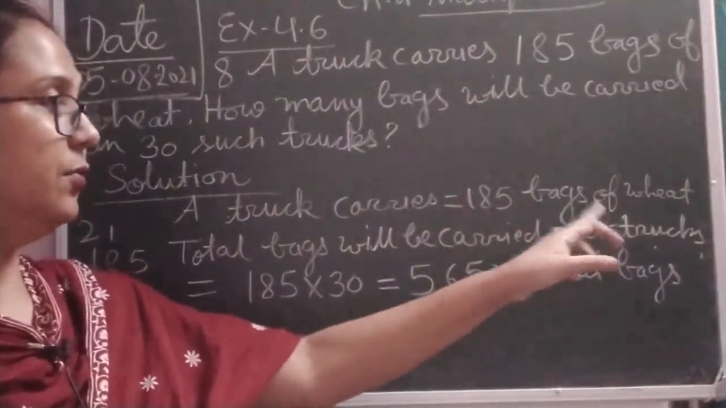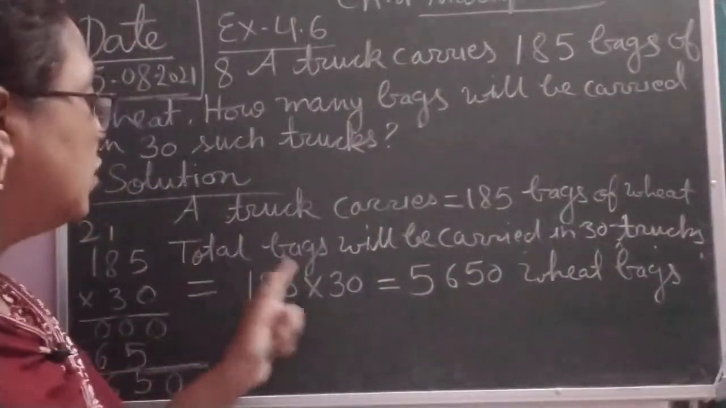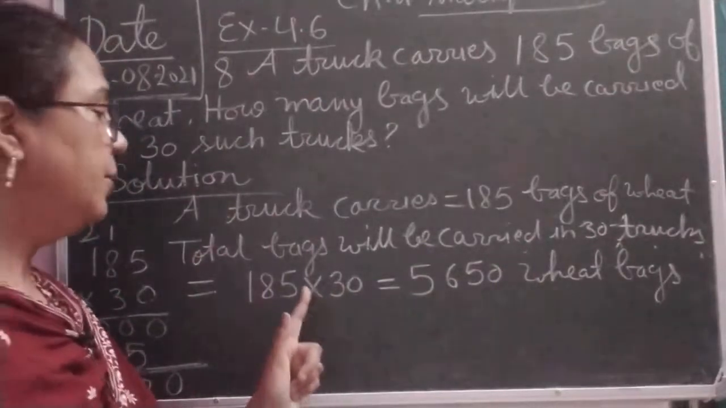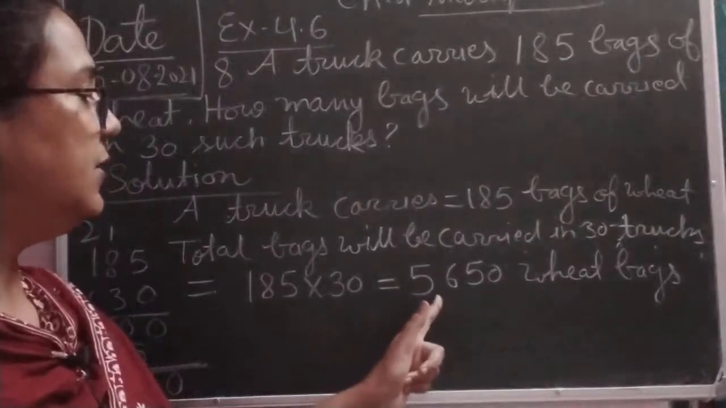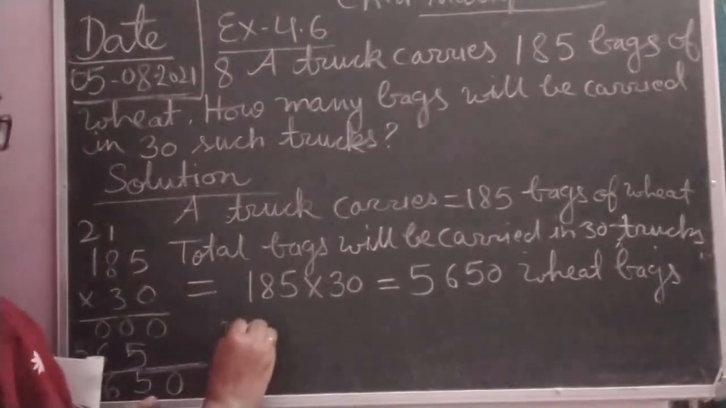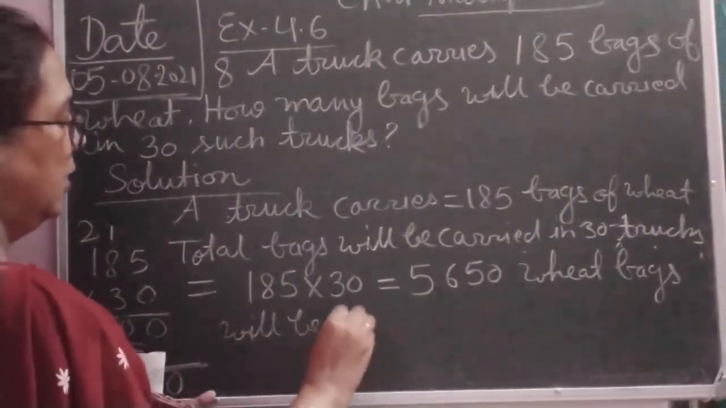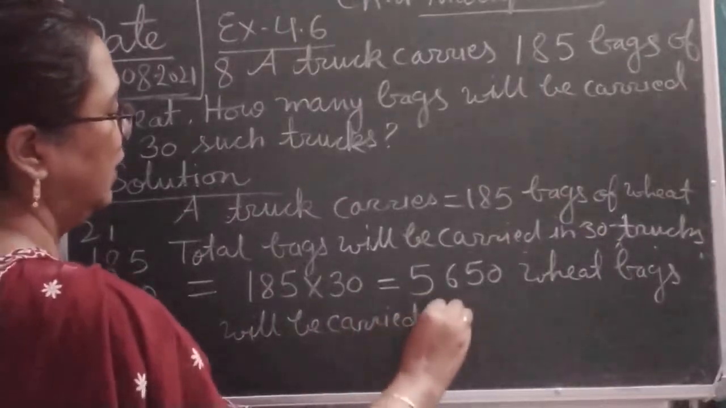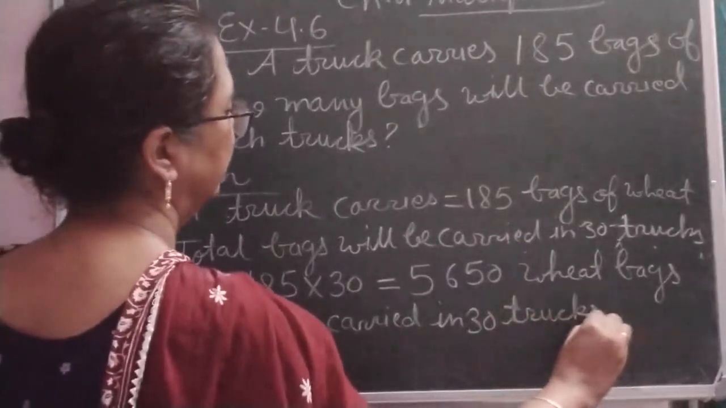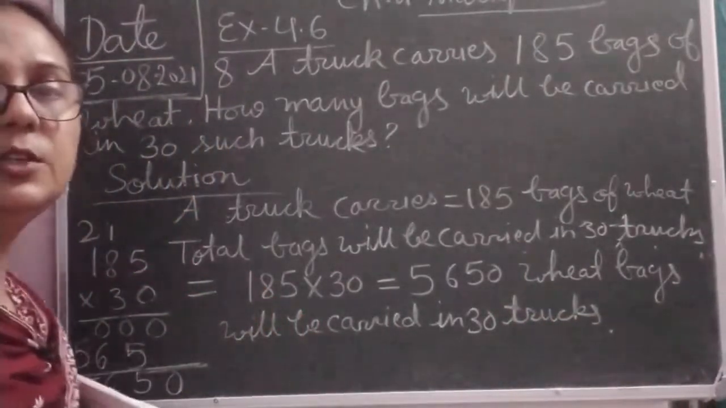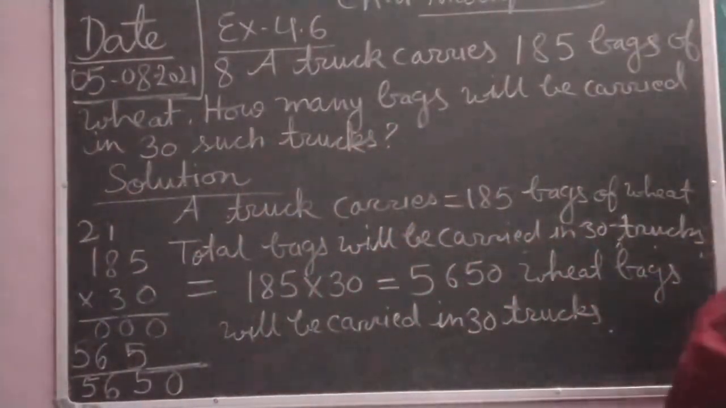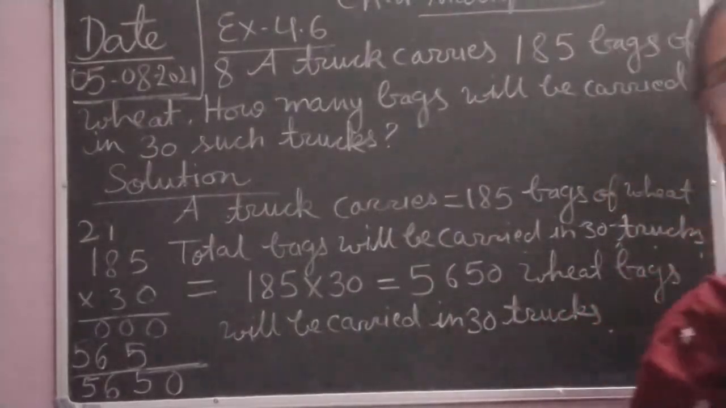If one truck will carry 185 bags of wheat, so the total bags carried in 30 trucks equal 185 multiplied by 30. So here you can see 5,650 wheat bags will be carried in 30 trucks. The answer you will write like this. Okay, children. So completed, children. We have completed this question number 8 of exercise number 4.6.